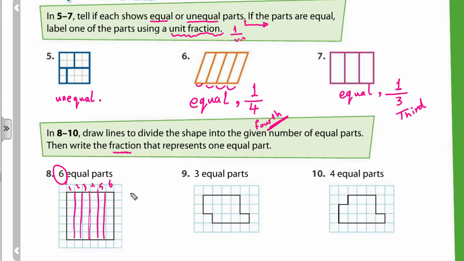And let's write the fraction, the unit fraction. Ali? Yes. 1 over? 6. Can you read it? Sixth. Thank you, Ali. Great work.